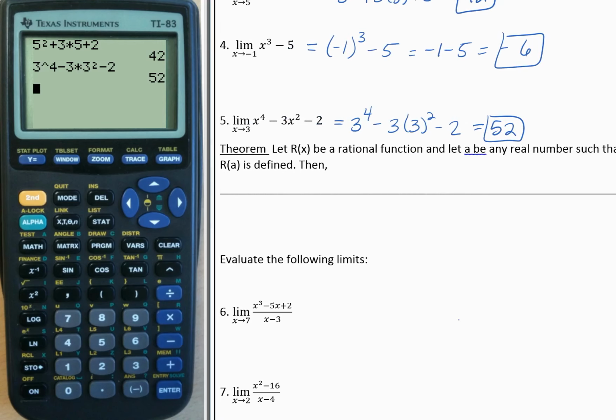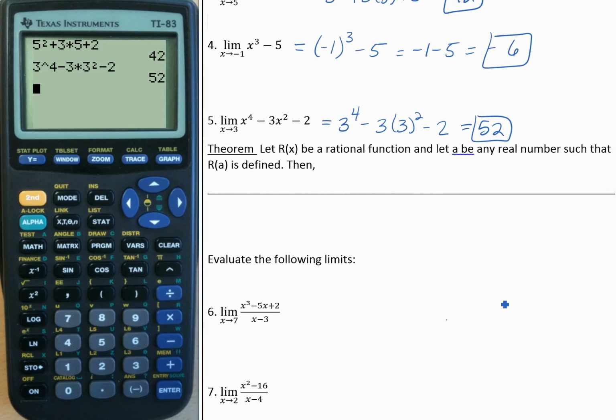Now rational functions are functions where you have a polynomial divided by another polynomial. They look like a fraction, but the top and the bottom are both polynomials. As long as the a value that you're going to is in the domain, another way of saying that it's defined, which for a rational function just means that a does not make the denominator equal to 0, you can use direct substitution.